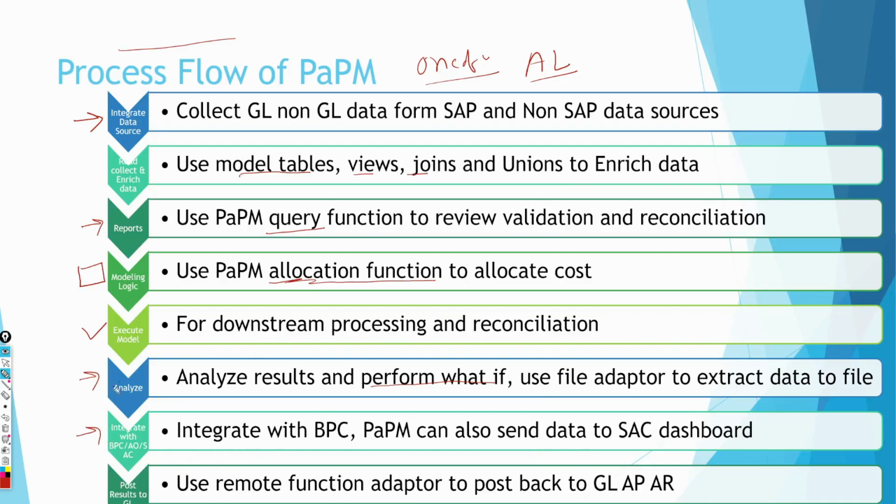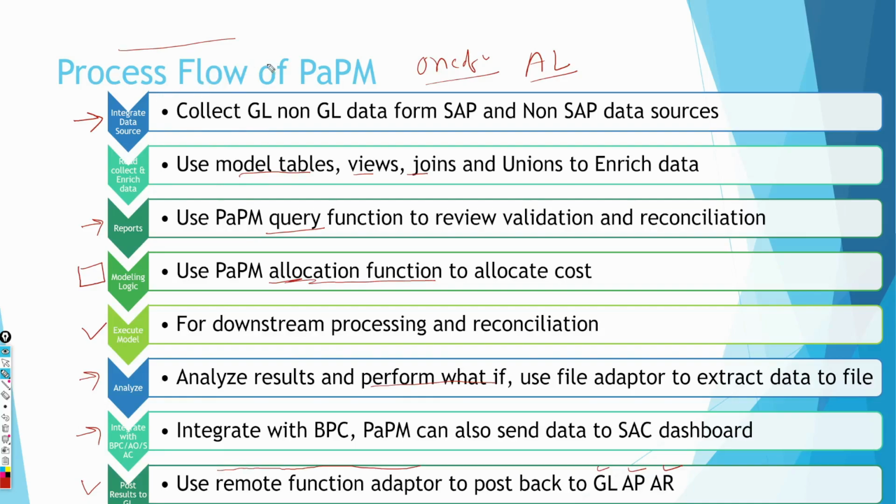Then once we are satisfied with the allocation output, we want to post back in a financial document. So then we can use this post back to GL. Here there is a function called remote function adapter, which can post a GL document, AP document, AR document, whichever we design. It can post back the accounting document to S4, back to the ACDoc. So these are the steps that we will do from an overview perspective.